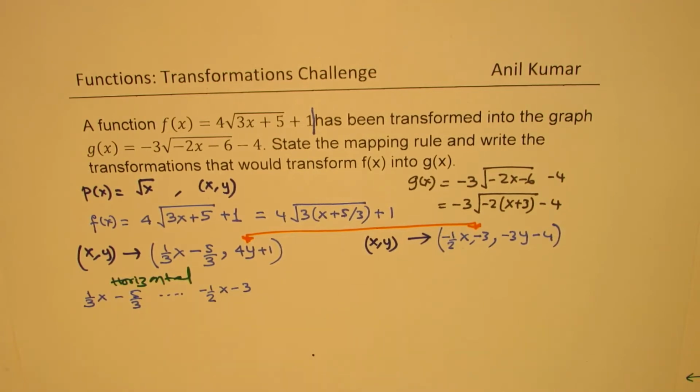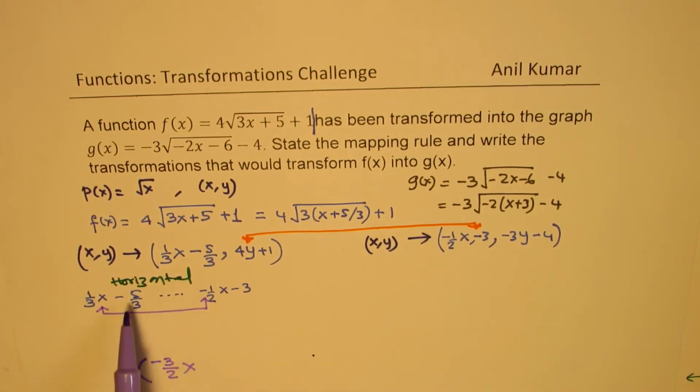So let me write down the mapping. Let's say this is the end of this. So we'll write down the mapping. As far as the horizontal is concerned, we'll multiply by minus 3 over 2 of x. So this will map these two. Is that clear to you?